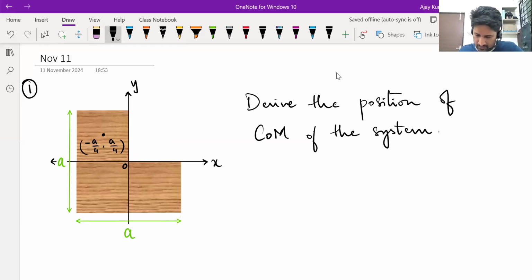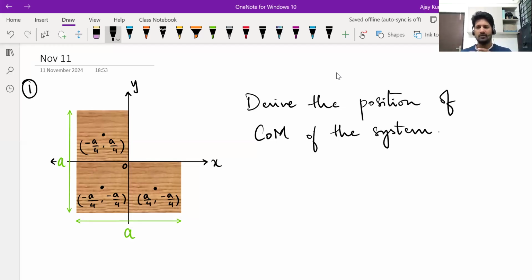Then the second square part, its center of mass lies here. Its x coordinate is minus A by 4. Y coordinate is also minus A by 4. It's in the third quadrant. Both coordinates will be negative. And the third square, its center of mass is at A by 4 comma minus A by 4. So now you treat it as a collection of systems. Each square is a system now.